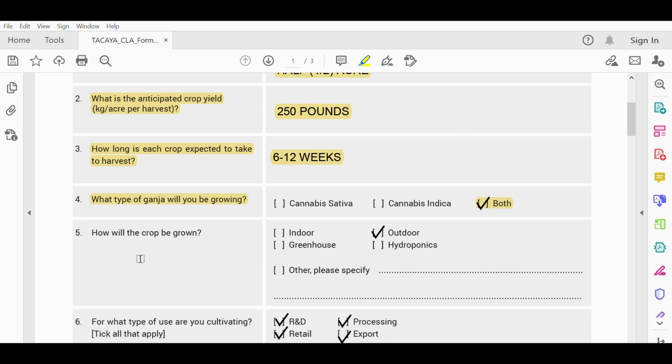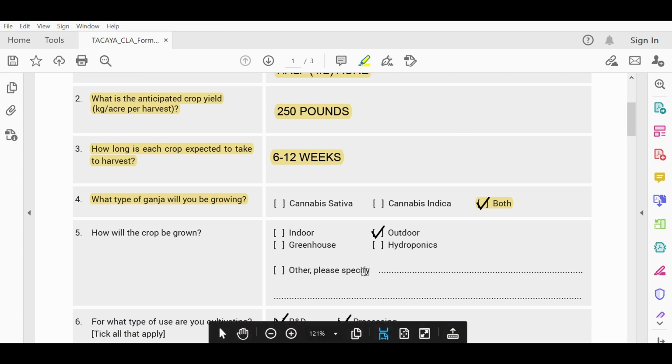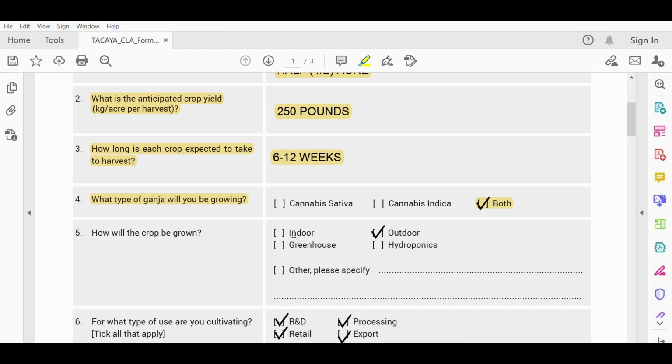Now, 5 pretty much talks about your growing method. Are you going to be growing outside? Are you growing inside a house or a warehouse? Will you be growing in a greenhouse or a shade house or anything to that effect? If you know how you're going to be growing, then by all means select that option. If, for example, you don't know, then you can select all these options so that the licensing authority has some idea that you may cultivate indoor or you may cultivate outdoor.